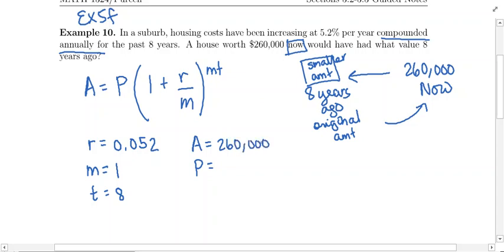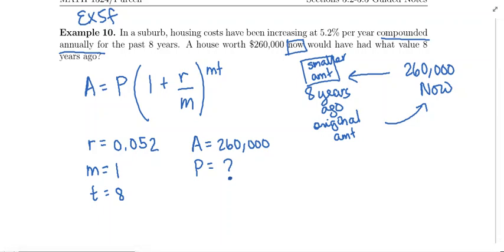The house was originally worth P dollars. We're trying to figure that out. And it grew in the future over this 8-year period to be a $260,000 property. So we're actually looking for the P value here, the original worth of the house. And it grew over an 8-year period to a future value of $260,000. So $260,000 is your A value.